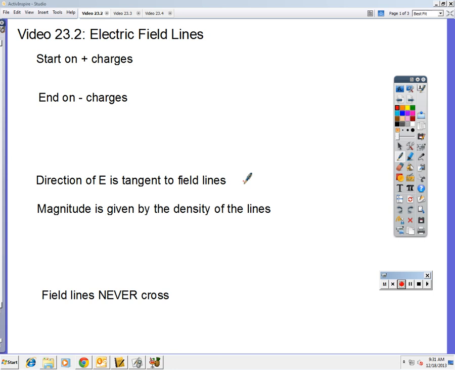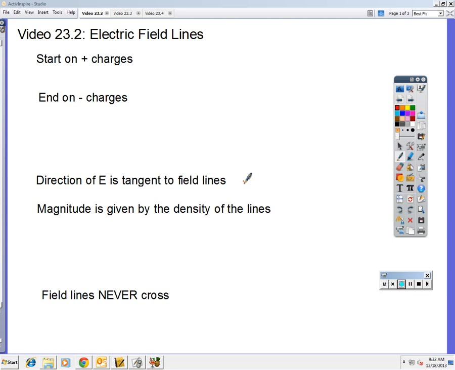Okay, this is the second video about electric fields, and we're not going to look at how we calculate electric fields from source charges yet. We're going to talk about electric field lines, which you've seen last year, and this will mostly be review.